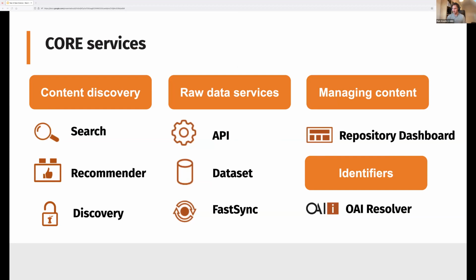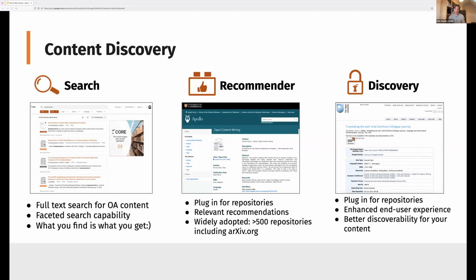I'd like to come a little bit back, and I'd like to explain why it is important for a repository to effectively expose data in an interoperable fashion. At CORE, we have been building a variety of services to support repositories and to support cross-repository functionalities. And so these include search, they include recommendation, and they include a service that we call discovery. Next slide, please.